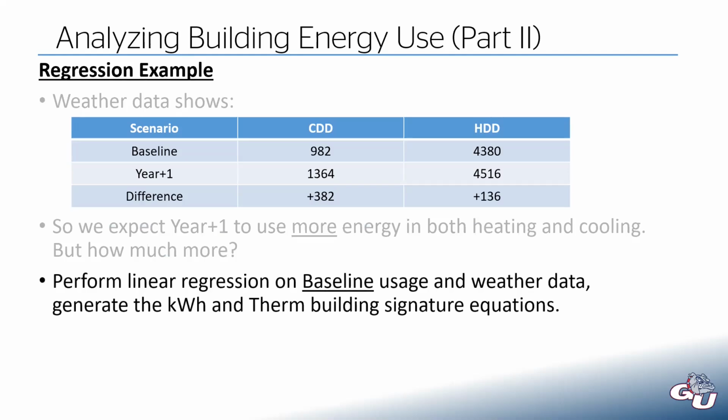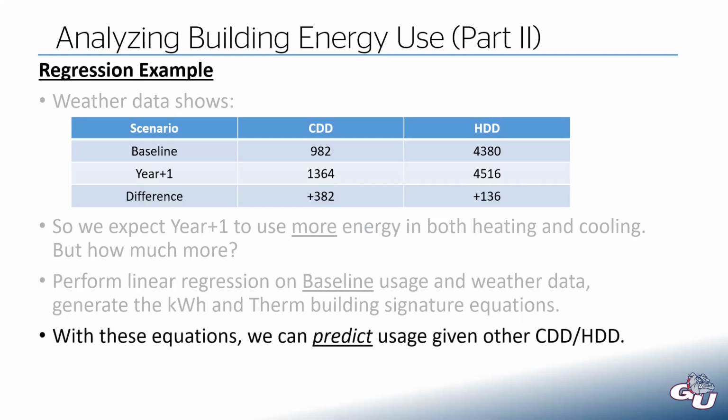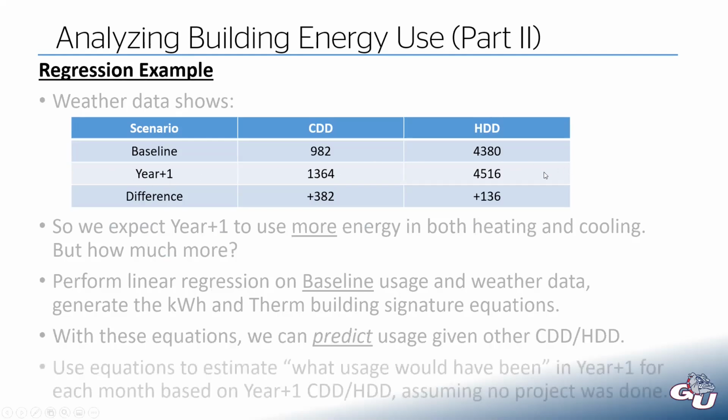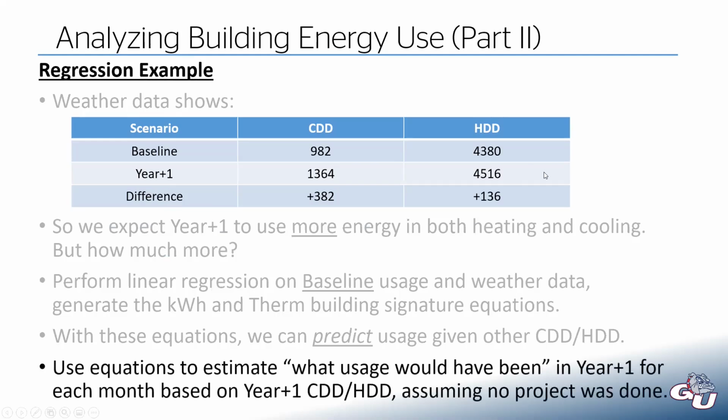So we do that linear regression on the baseline usage and the weather data. We get those equations. Now we can use those to predict usage given some new degree day data set, namely this year +1 right here. And now we can estimate what the usage would have been that following year had we done nothing.